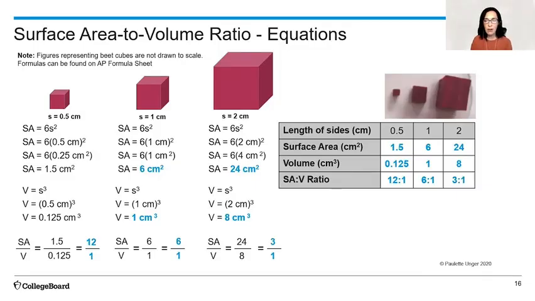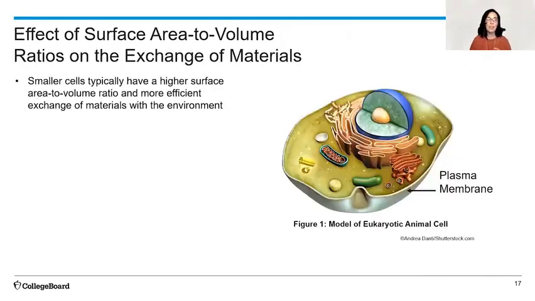So if we look now at the trend, as the cells got larger, as our cubes got larger, the surface area to volume ratio decreased. Our smallest cell had a ratio of 12:1 compared to the largest cell with a ratio of only 3:1. So smaller cells typically have higher surface area to volume ratios and therefore are more efficient at exchanging materials with the environment.